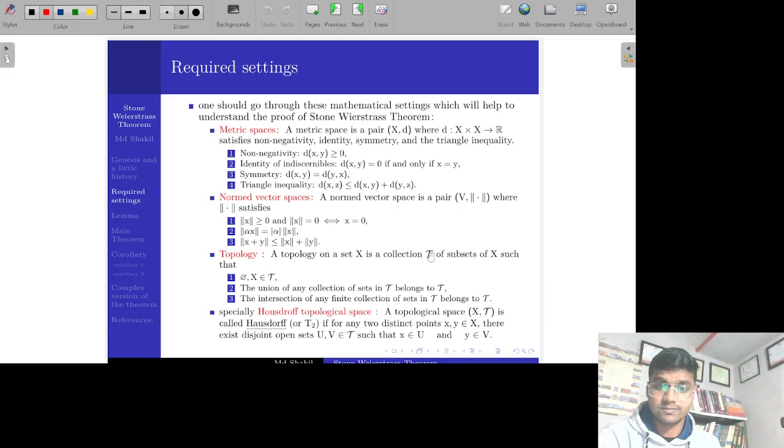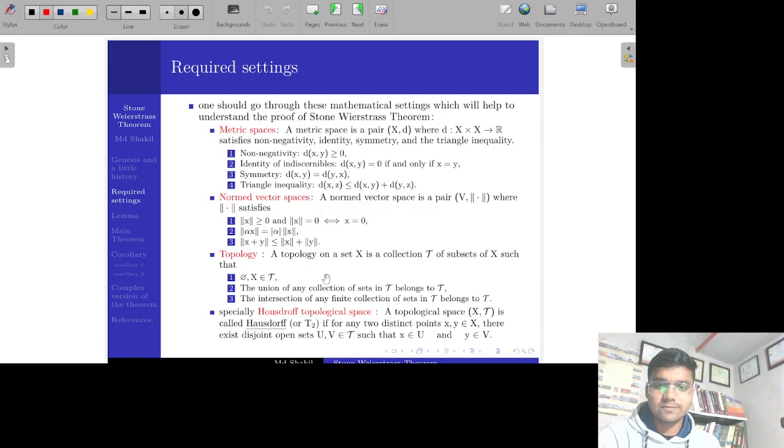You can see tau, and it is such that it has three properties. The first property is that the empty set and the set X itself will be members of tau. The second property is that the arbitrary union of the elements of tau should belong to tau. And a finite intersection of the elements of tau should also belong to tau. Then we can say that tau is a topology on the space X.